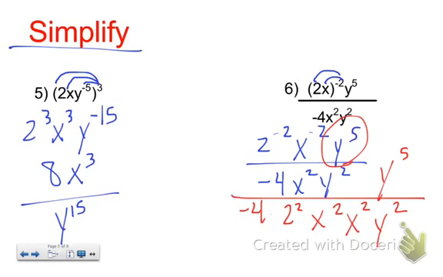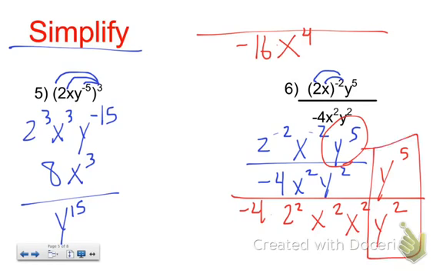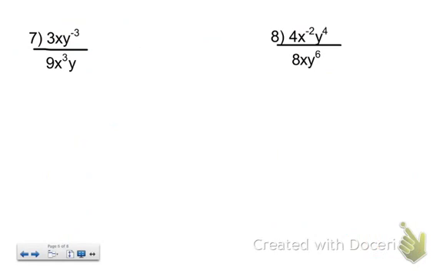So now, 2 squared is 4 times negative 4 is negative 16, so that's still in the denominator, negative 16. X squared times x squared is x to the 4th, and then I have y to the 5th in the numerator and y squared in the denominator. So 5 minus 2 is 3, or just think there's 5 y's in the numerator, 2 in the denominator. So 2 cancel and leave us with y cubed. So that would be your final answer.